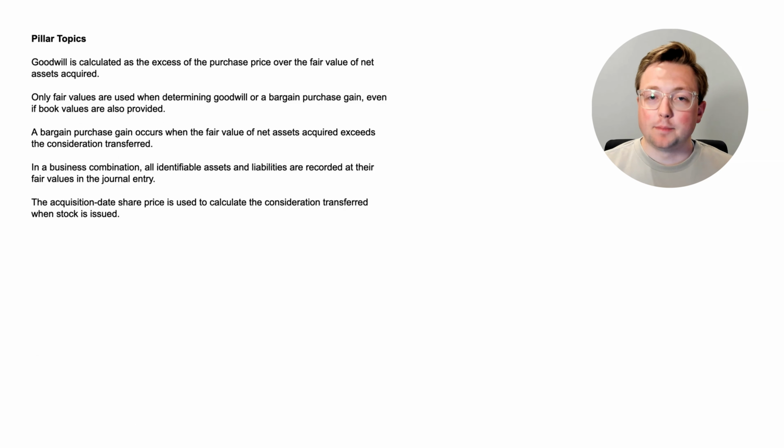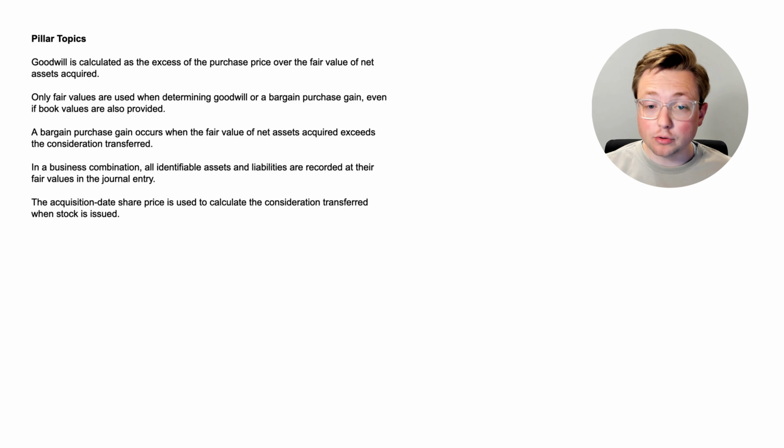All right, here we are at the pillar topics. Again, the idea behind this is these are basically the most important key points that you would have pulled out from the questions that we went over. You might have written them differently, or maybe you would have even come up with some different pillar topics than me, but this is the basic idea right here. So let's go through it. First off, goodwill is calculated as the excess of the purchase price over the fair value of net assets acquired. Pretty easy.